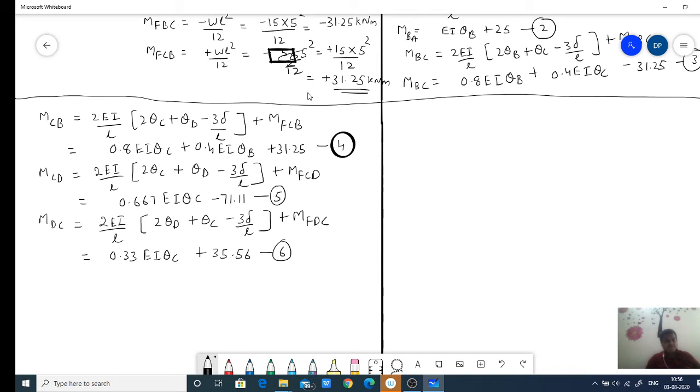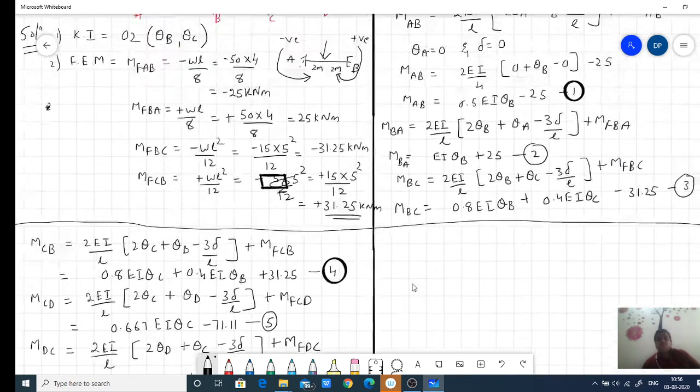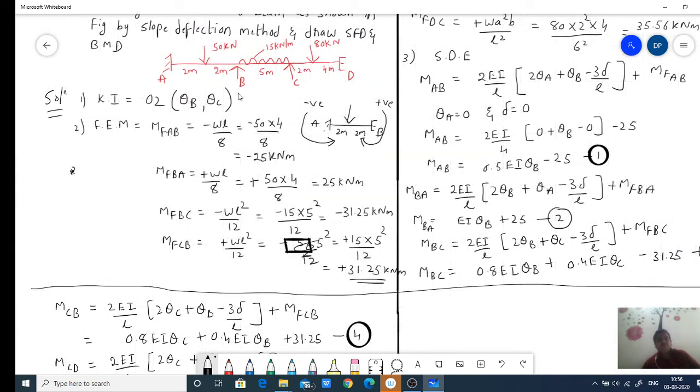Now once all these equations are done, what will be the next step? The first step was kinematic indeterminacy, second fixed end moments, then slope deflection equations. So my fourth step will be equilibrium conditions. Now how to apply the equilibrium conditions? If I look at the conditions, here you can see B and C are the intermediate supports, and there is no other end support which is either a roller or hinge or simple.